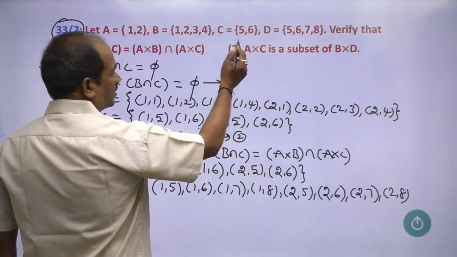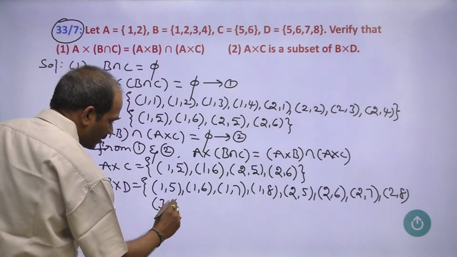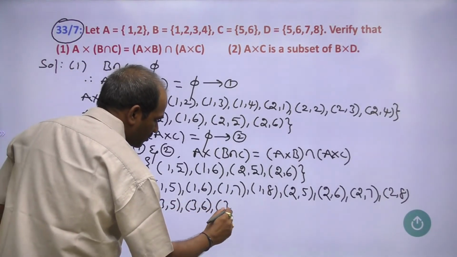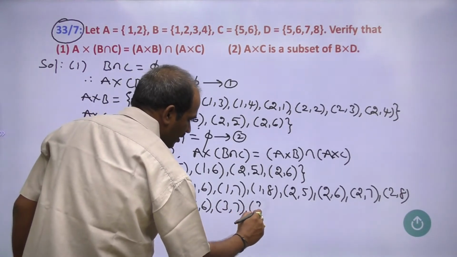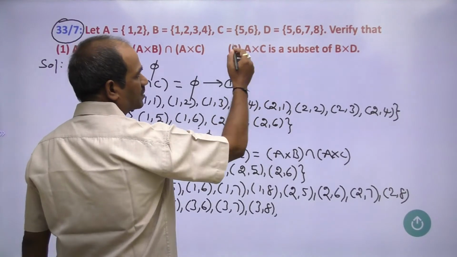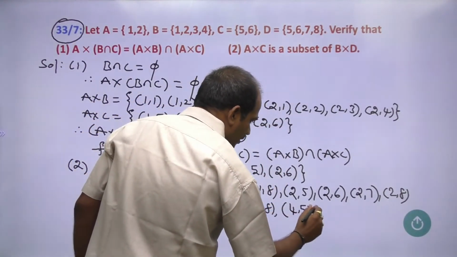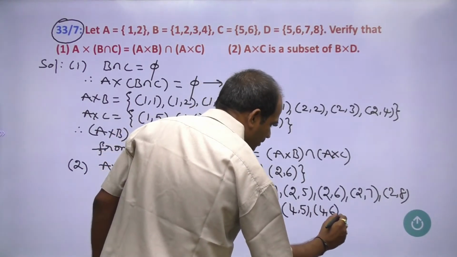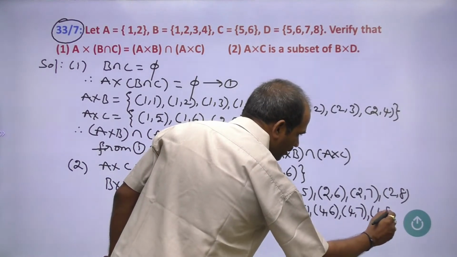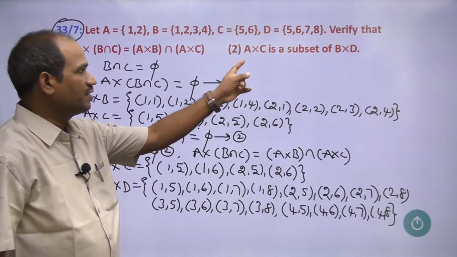Next take 3: 3,5; 3,6; 3,7; 3,8. Next take 4: 4,5; 4,6; 4,7; 4,8. This is B×D.